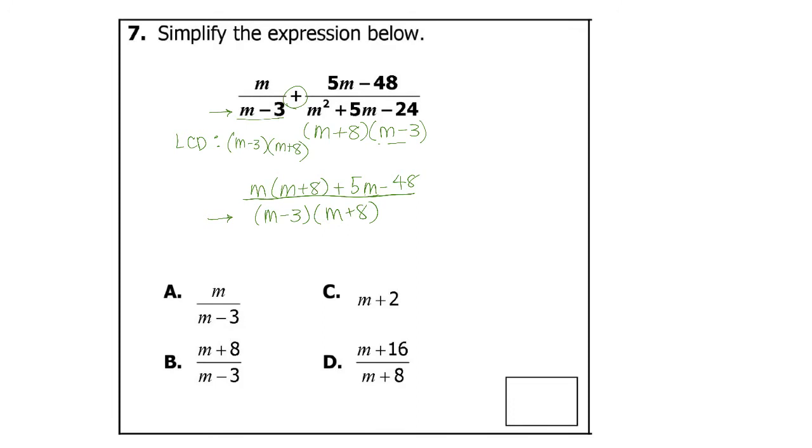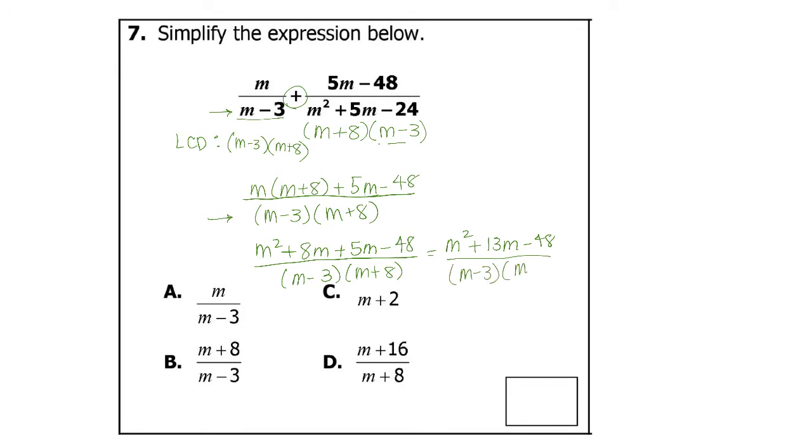Now let's go through and do our distributive property and collect our like terms. So we're going to have m squared plus 8m plus 5m minus 48. And all of that's still over this denominator, but please do not multiply that out. There is no need for that. Now, here we are going to transition that over to be m squared plus 13m minus 48. And that's all over m minus 3 times m plus 8.